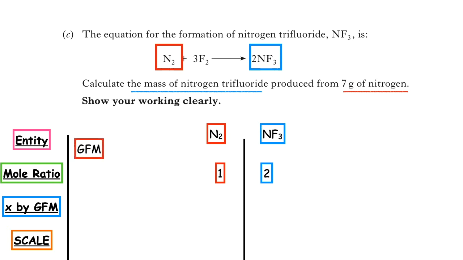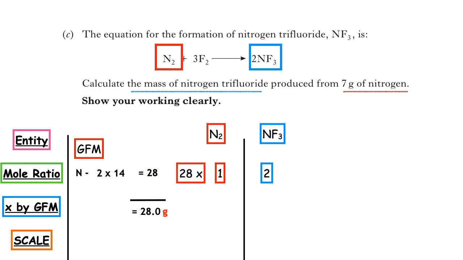We then have to multiply it by the GFM. Remember, that is the formula which is given inside the box, not the big number in front of the formula. So nitrogen, N, how many do we have inside the box? We've got 2 multiplied by the relative atomic mass, which is 14. 2 times 14 equals 28. So that is our GFM.